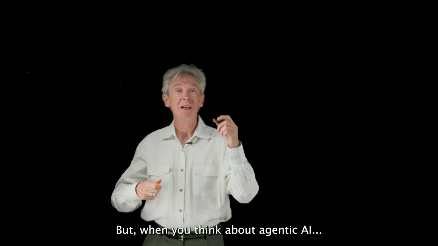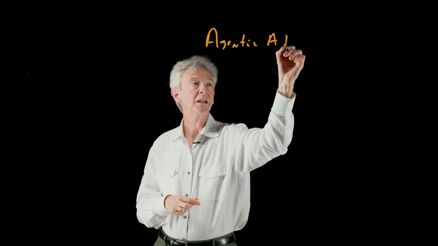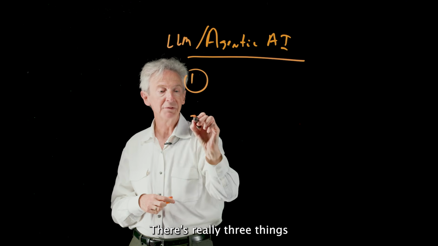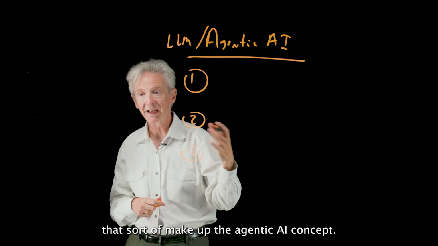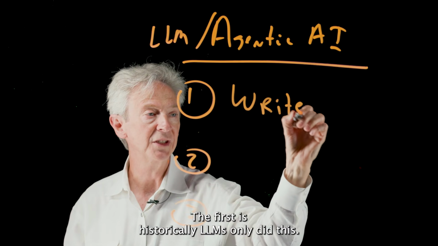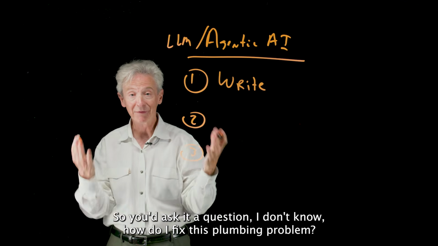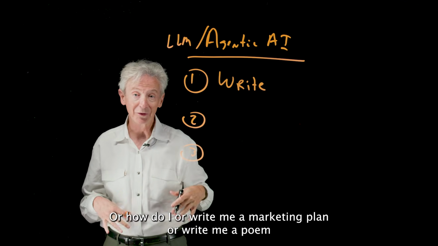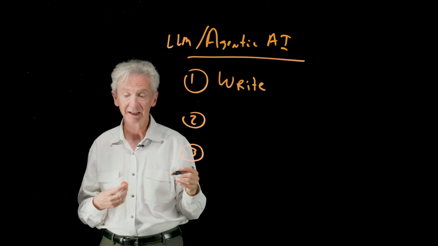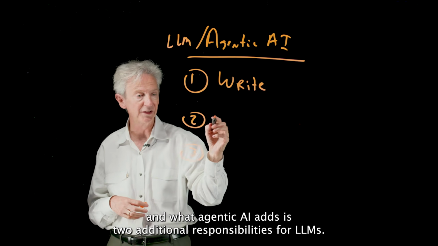But when you think about agentic AI and what LLMs can do, let me just say this. There's really three things that sort of make up the agentic AI concept. The first is historically LLMs only did this. They only wrote responses. So you'd ask it a question, I don't know, how do I fix this plumbing problem? Or write me a marketing plan, or write me a poem, and it would write and give you a response back. And what agentic AI adds is two additional responsibilities for LLMs.